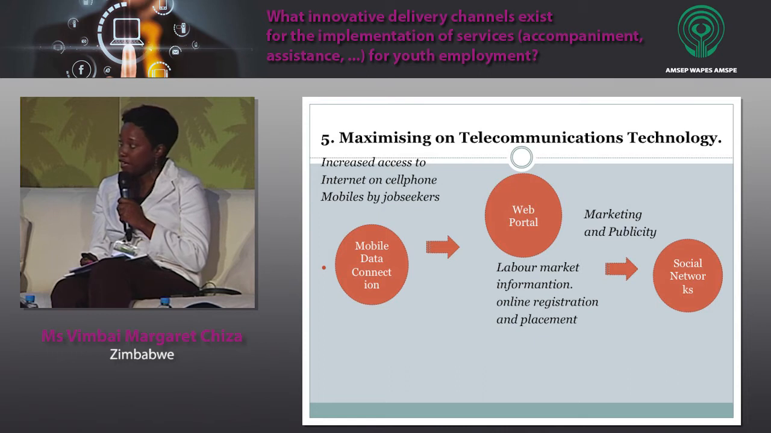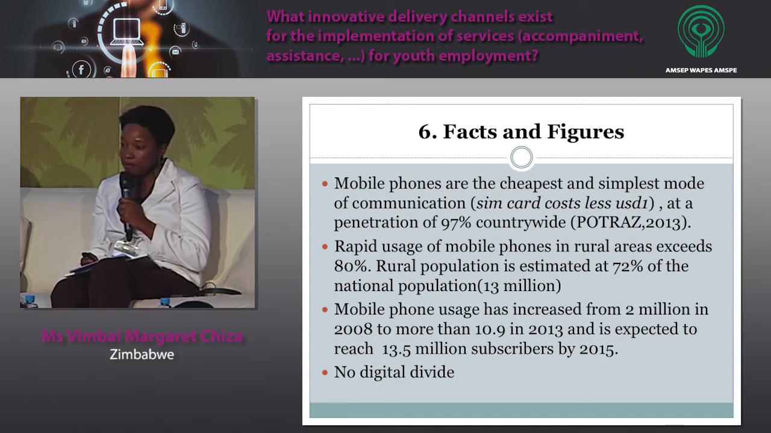Going to the facts and figures on why we want to maximize on telecommunications technology, we have noticed that mobile phones are the cheapest and simplest mode of communication. And it has been noticed that there was a 97% penetration of the use of mobile phones in Zimbabwe. The rapid use of mobile phones in the rural areas exceeds 80%.